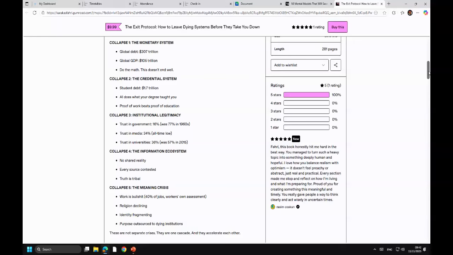And the meaning crisis. Many of the jobs out there are bullshit jobs. David Graeber wrote a book on this. It's called Bullshit Jobs. You can read it. Many of the jobs of today are bullshit jobs.